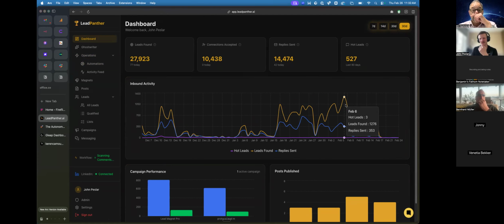When it says leads found, that means all these people got a comment response. So in that one day, on February 6th, 1,276 comments were sent by me or replied to by me. And of those, I sent 353 DMs in that one day. That's the maximum I've ever done, to be honest. That's the most volume I've ever done in one day. Crazy. Nobody's doing volume like that. I can guarantee it. If they are doing volume like that, it's humans that are doing it.